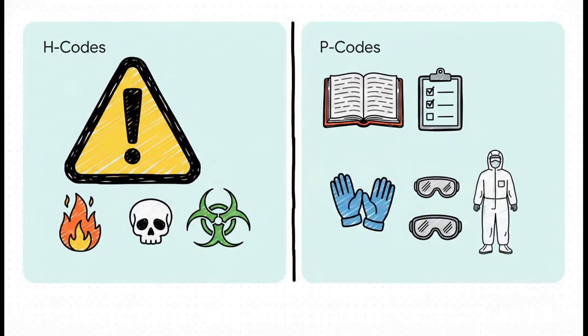And this is where it gets really simple. All those confusing codes really boil down to just two types. First, you have H codes for hazard statements. Think of these as the big flashing warning sign. They tell you what the danger is. Then you have P codes for precautionary statements. That's your instruction manual. It tells you what to do about the danger.